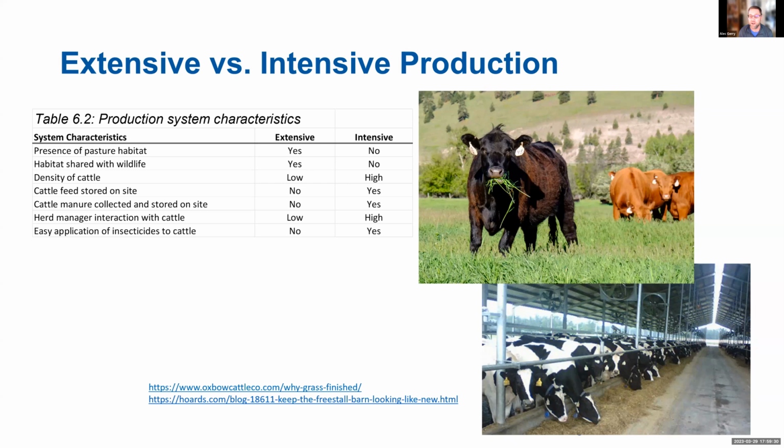Density of cattle is very high, so a lot of contact between individual animals, animals of various ages, a lot of connection with the herd managers or the handlers of those animals, and applying materials for control of insects or arthropods is considerably easier given the ability to lock up these animals or restrict their movement in some way. So that's the difference between extensive versus intensive production. And these do have impacts both in terms of the kinds of ectoparasites that we see in these systems, but also how you might manage them.